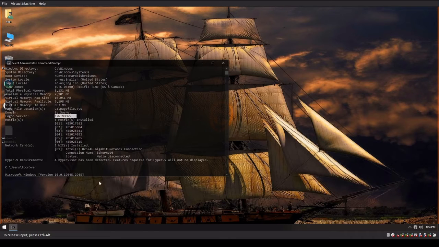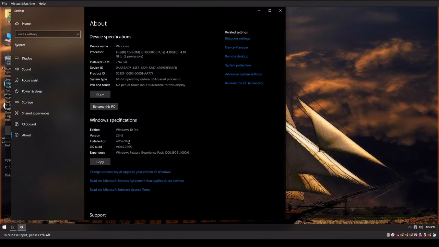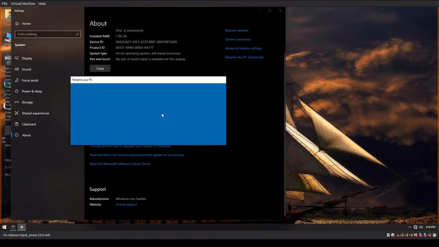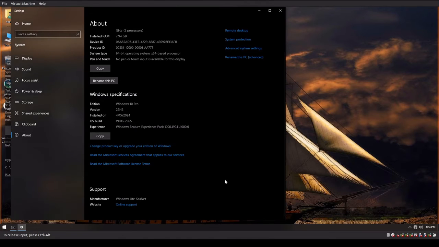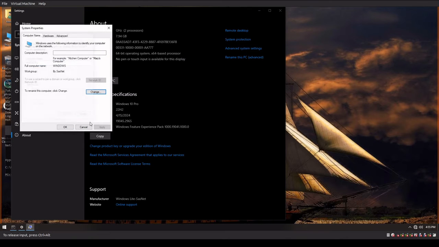I don't believe. Yeah, so it's 22H2. I can rename the system. See what we got. Yeah, so we're in work group mode. Computer name is Windows, and we're in work group mode by SASNET.